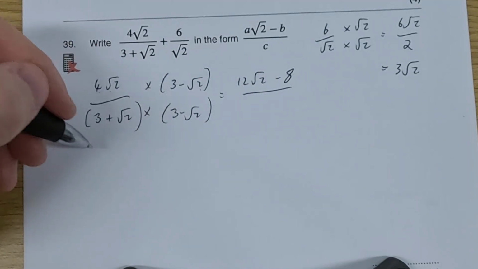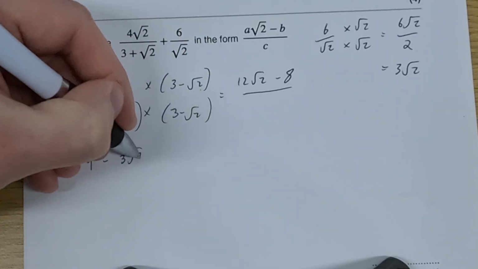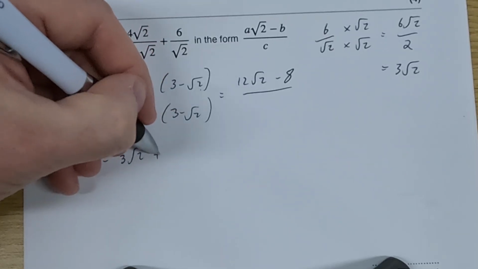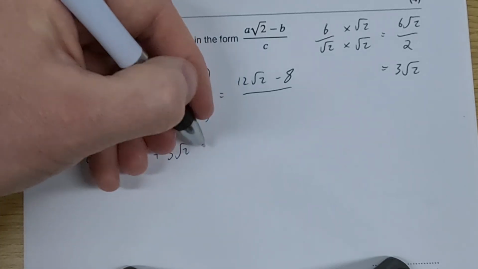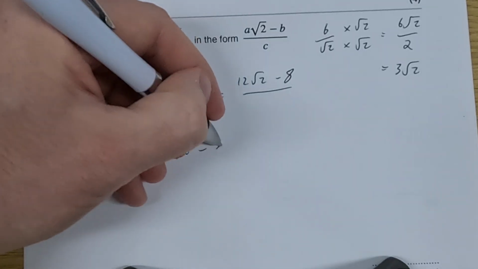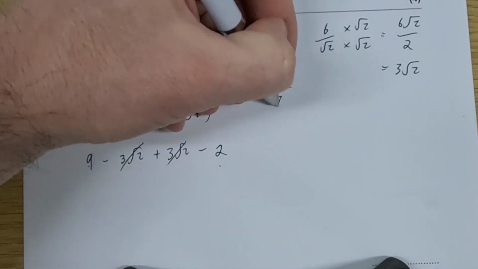3 times 3 would be equal to 9. 3 times minus root 2 would be minus 3 root 2. Root 2 times 3 would be plus 3 root 2. And then we've got root 2 times minus root 2 would be minus, and then root 2 times root 2 is 2. These cancel out, so we're left with 9 take away 2, which is 7. So it's going to be 7.